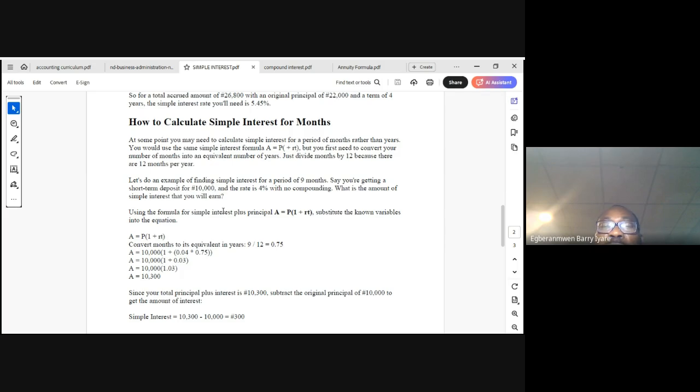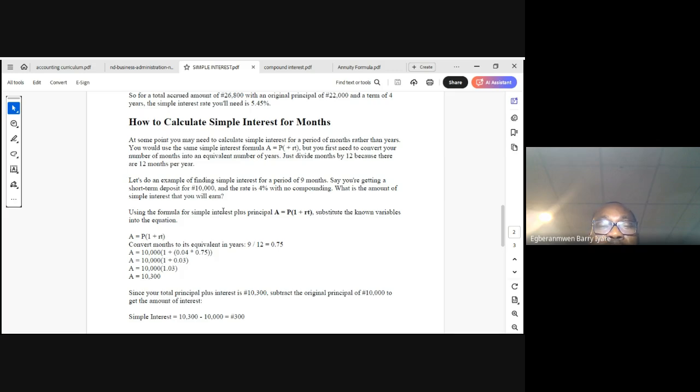So if we substitute all this into the formula, let's go over it again before we do. P, which is the principal, is 10,000 naira. Then 1 plus RT. R, which is the rate, we are given 4%. We have to divide by 100 to get it in decimal. That is 4 divided by 100, which is 0.04. Now the T is given in months here, 9 months. We need to convert it to years. How do you convert to years? Divide by 12, because we have 12 months in a year. So it becomes 9 divided by 12, which is 0.75.